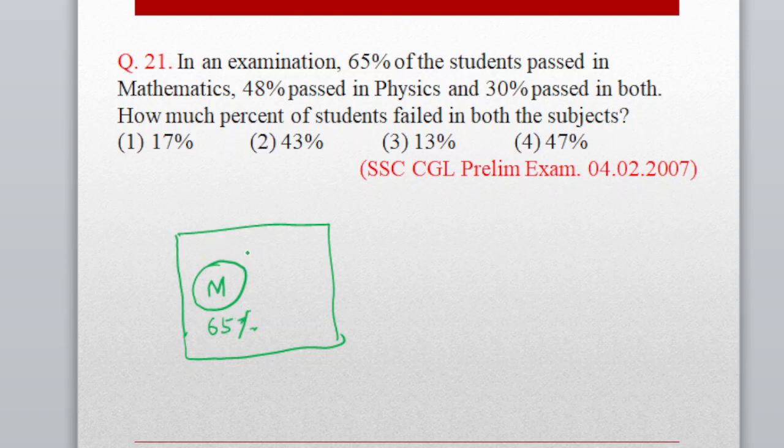Now 48% of the students, here it is physics, and 48% of the students passed in physics and 30% in both. Here this is the 30% both. Now here listen, this Venn diagram, both the circles represent the total pass percentage. Now we have to find the fail percentage.